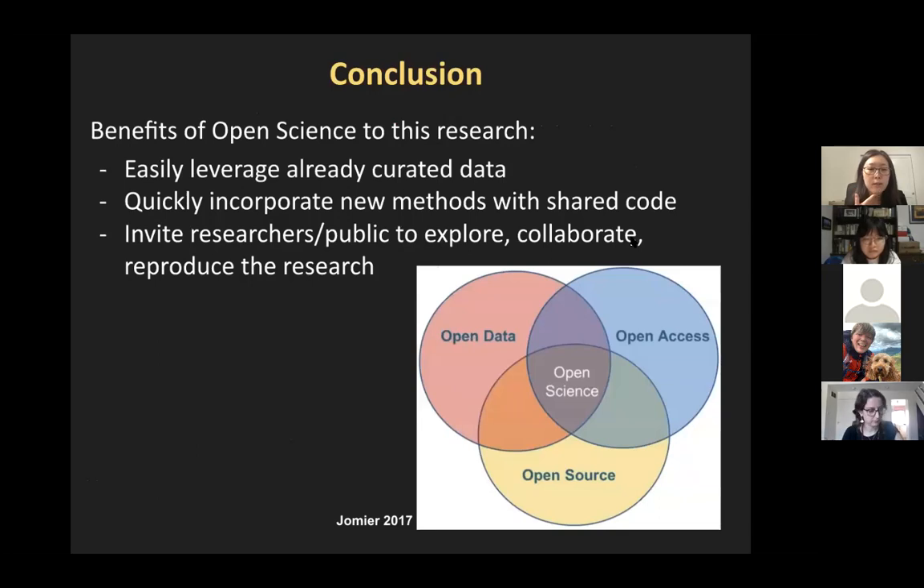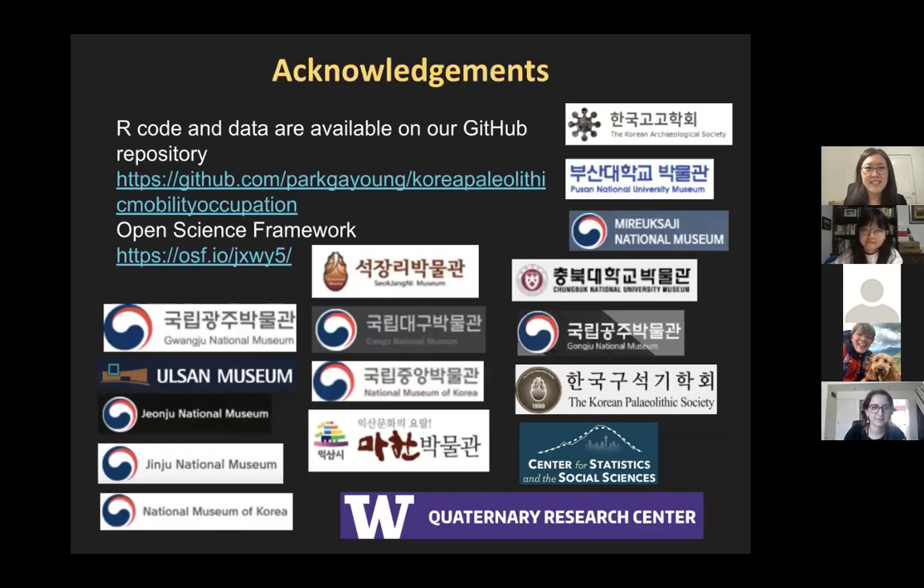And finally, the conclusion for this talk: I had a lot of benefit from open science for this research. I could easily leverage already curated, already simulated data. And I could quickly incorporate new methods with the shared code. Therefore, I want to invite researchers and the public to explore, collaborate, and reproduce my research, because I also shared my research. Yep, that's it.